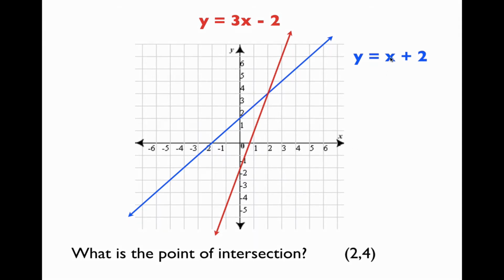If x is equal to 2, 2 plus 2 equals, well then y would equal 4. If x is equal to 2, then 3 times 2 is 6, minus 2, and y is equal to 4. So that was pretty easy. But what if someday we're not able to graph? How would we be able to determine the point of intersection or the solution to this system?